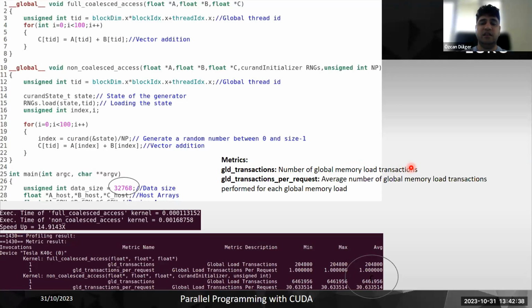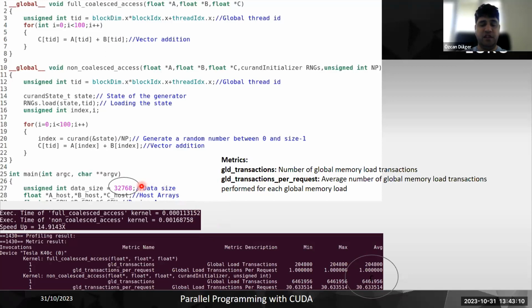transactions in the kernel. And the second metric is the average number of global memory load transactions performed for each global memory load. So we count the number of load transactions in each global memory load, and we get the average of them. This is the second metric, which is called GLD transactions per request.